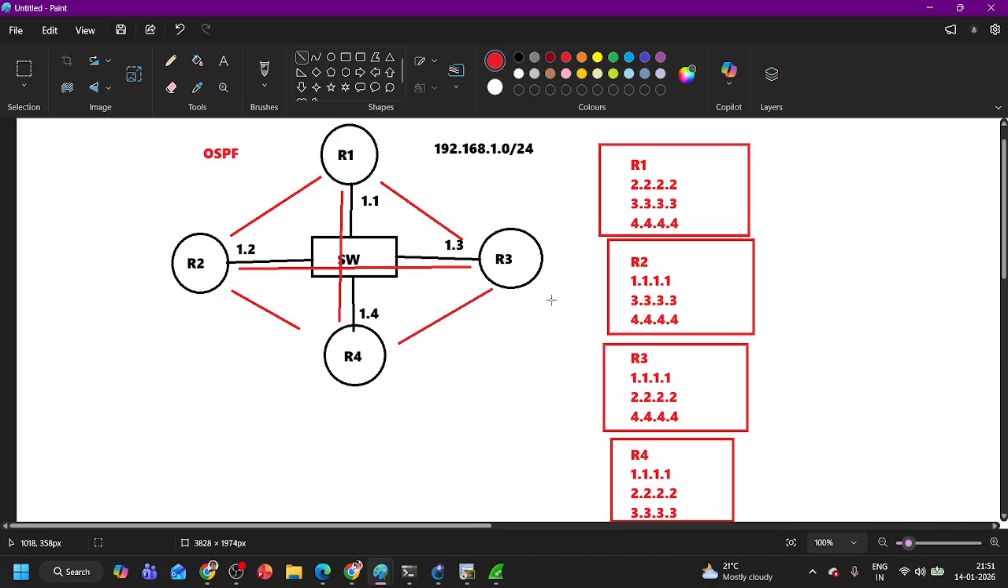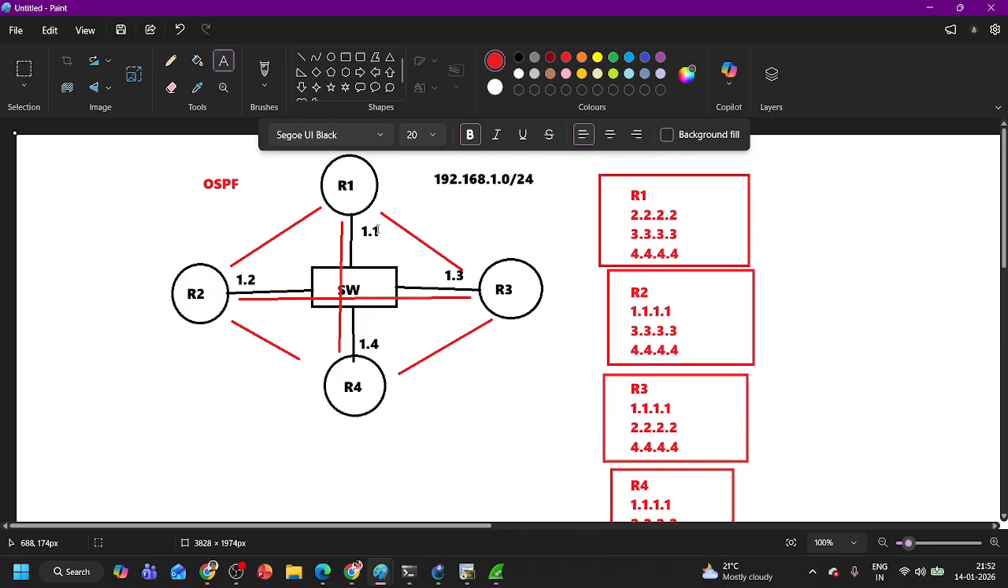This is what? Number of adjacency. How many adjacency are there? 12. Correct? 12. So each router has to form a neighborship with the 3 remaining neighbors. Total we have 12. There is a formula to calculate adjacency: N factorial, N times N minus 1, divided by 2.